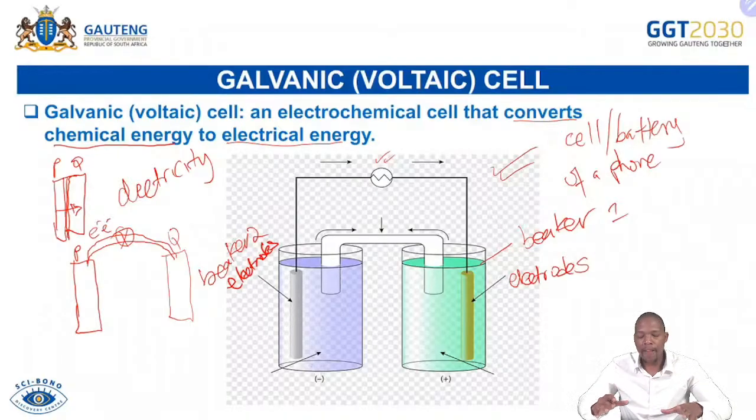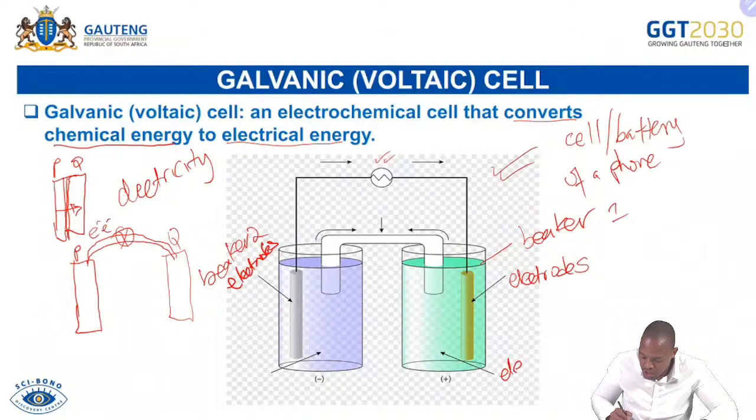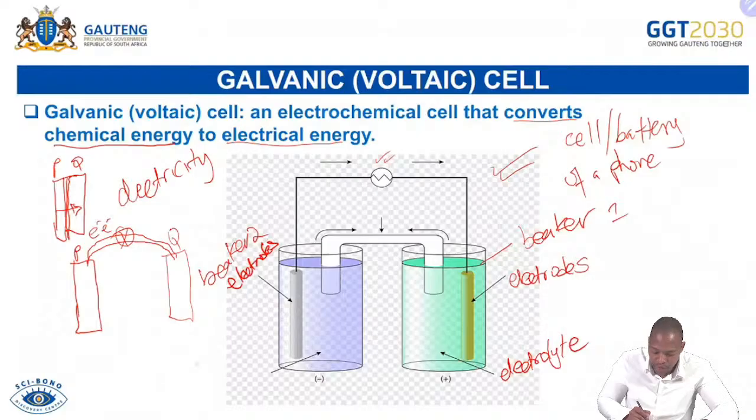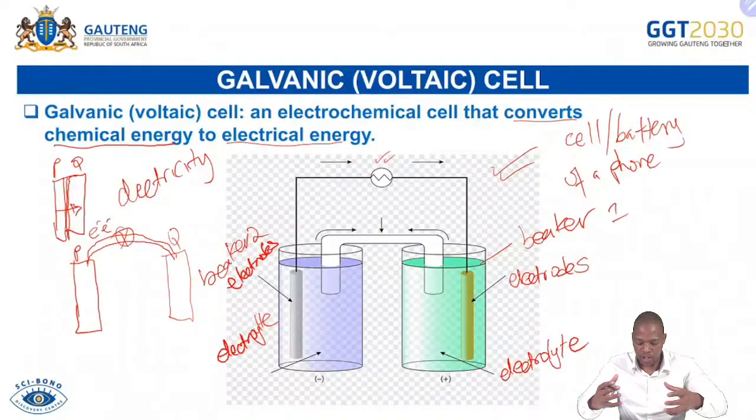Then these electrodes are going to be submerged in a solution. What do we call this solution? The solution is called an electrolyte. So each and every electrolyte will have its formula, the formula of what forms that actual electrolyte.